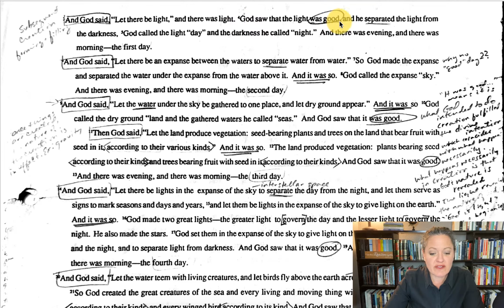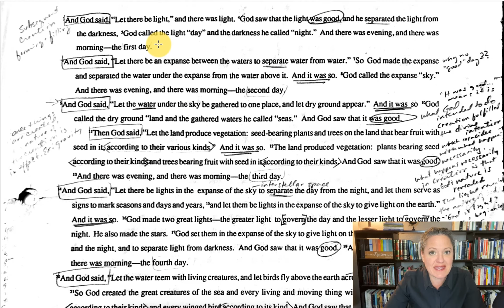God saw that the light was good. So here's something that's going to be repeated. It was good. And he separated the light from the darkness. So subsequent creation is by separation. God called the light day, and the darkness he called night. So the distinction between night and day, light and darkness. And there was evening, and there was morning, the first day.